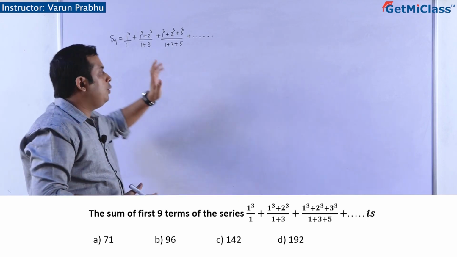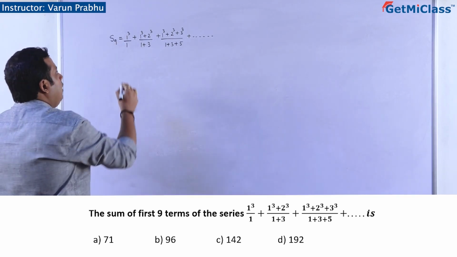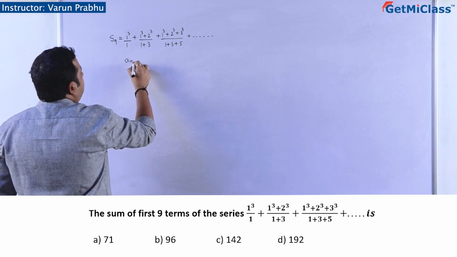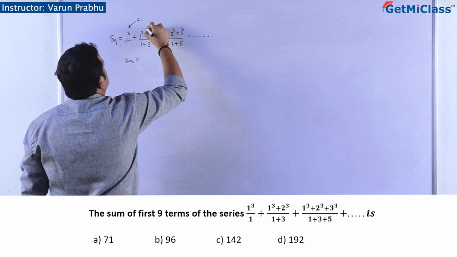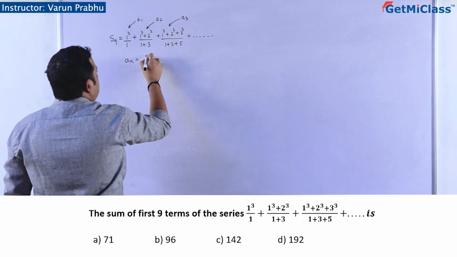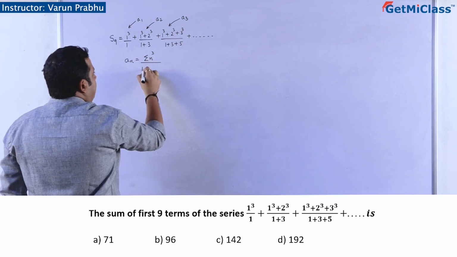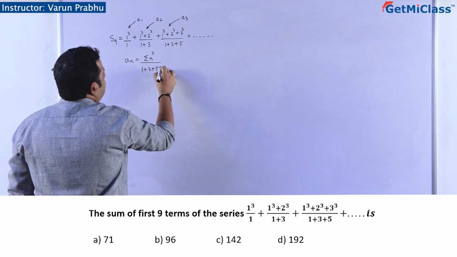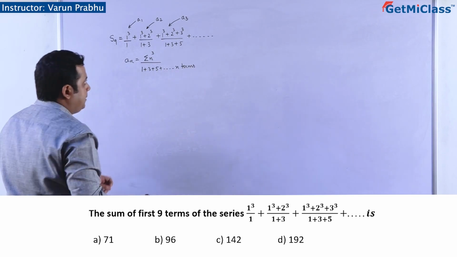Now the question is asking you to calculate the sum of 9 terms of this particular series. First we'll see how to write the nth term of this particular series. This is nothing but the first term, this is the second term, this is the third term, what we are seeing. So the nth term is obviously sigma n cube divided by 1 plus 3 plus 5 plus so on up to n terms. Is that right? So on up to n terms.